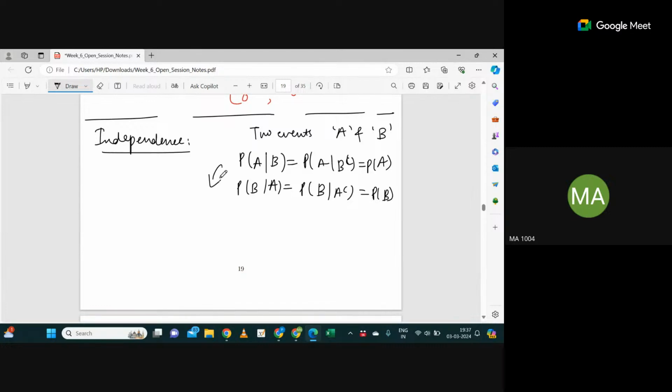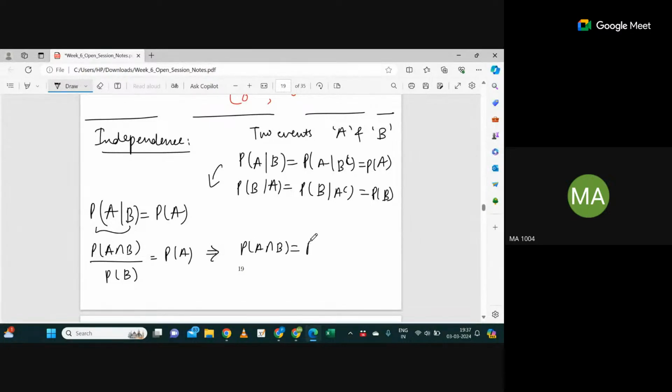Actually, the thing which we are saying, joint equal to product of marginal, where are we getting it from? We are saying probability of A given B is equal to probability of A. Now, how is conditional probability defined? Probability of A intersection B divided by probability of B, equal to probability of A. From here, probability of A intersection B is nothing but probability of A into probability of B. So this is something we have to check in case of independence.